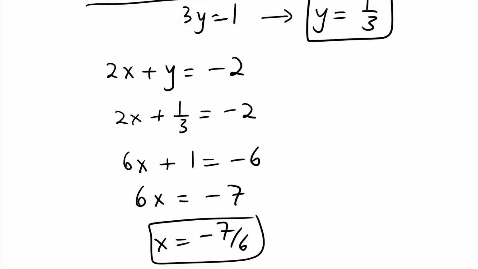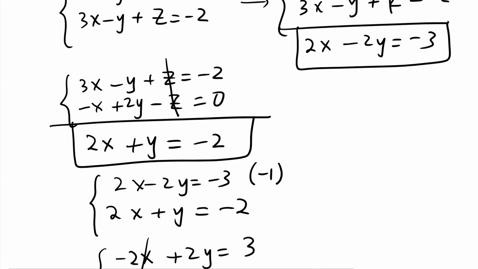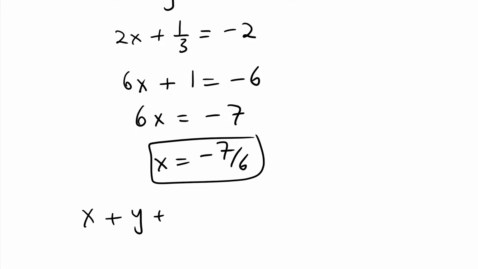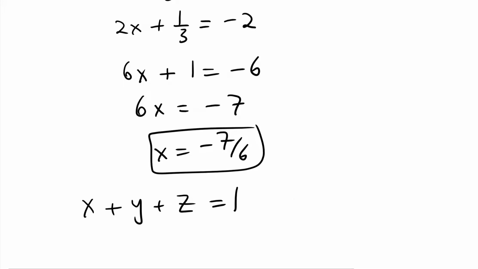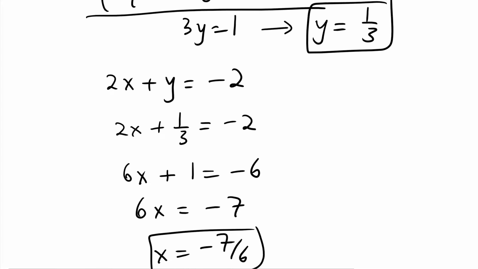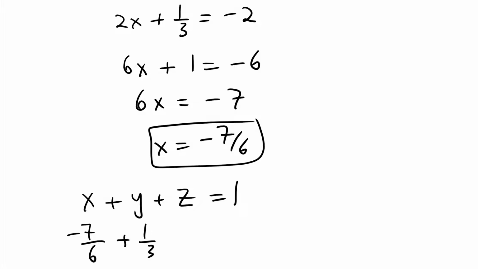We still need to find z. Maybe you can go back to the original equation: x plus y plus z is 1. X is negative 7/6. Y was 1/3. We don't know about z. Is 1.